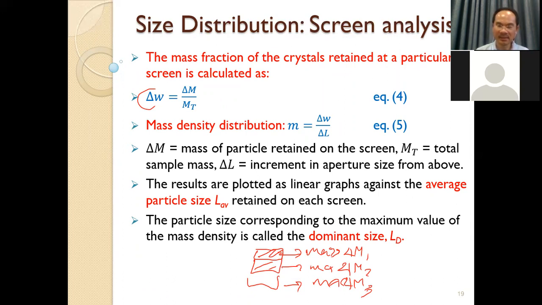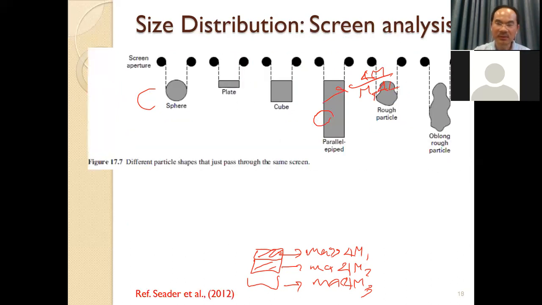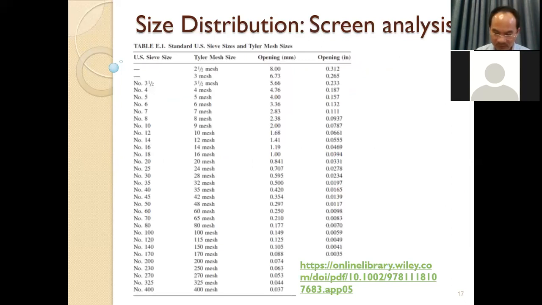Then you can calculate the mass density distribution. Mass density distribution equals delta W divided by delta L, where delta W is delta M divided by the total M. What is delta L? Delta L is the difference in the size of the opening. If we use screen number 5 and number 10, with sizes 2 and 4, delta L equals 2, something like this. Delta L means the difference in the size of the opening between the lower and upper screens.